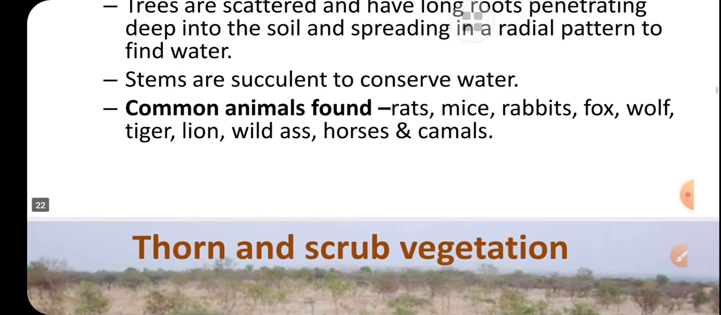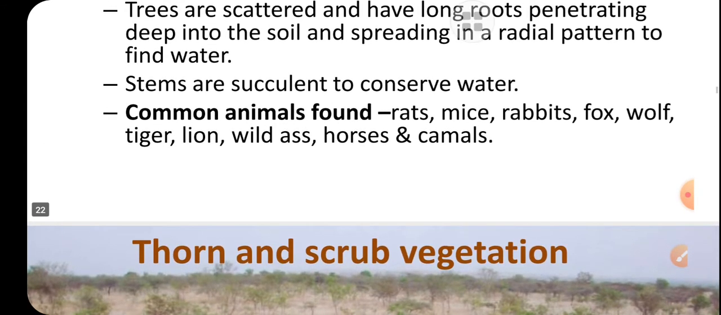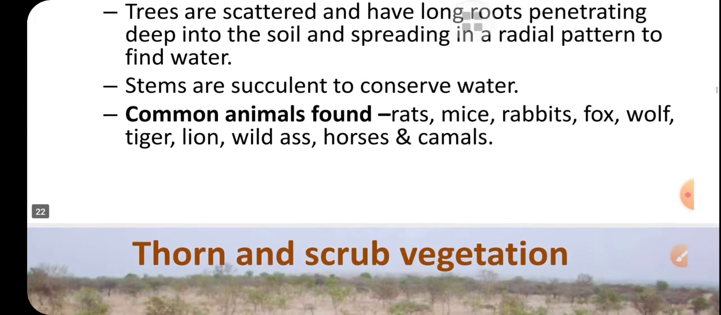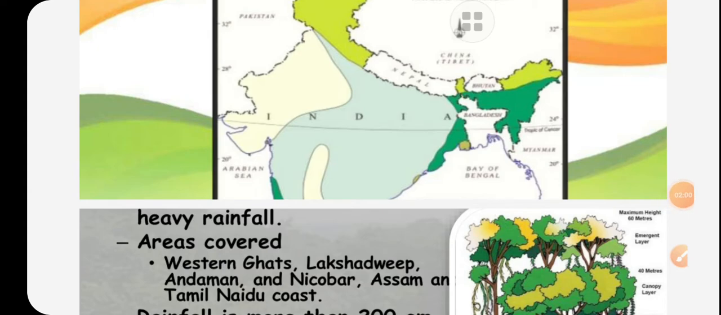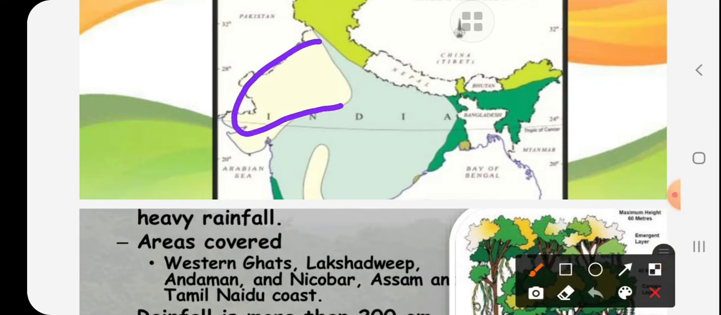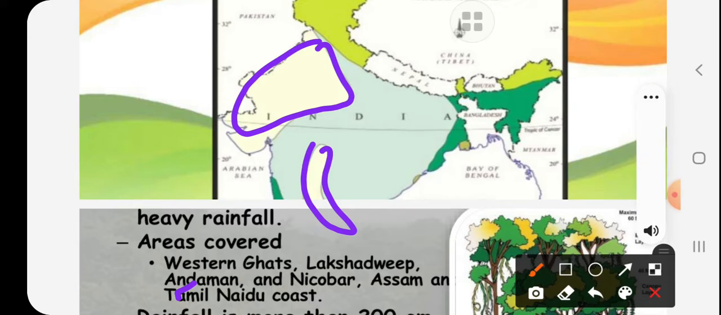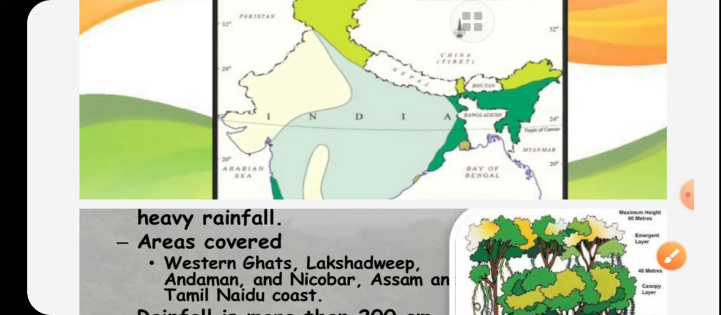Now when we talk about the common animals, it is well known that rats, rabbits, fox, wolf, tiger, lion, wild asses, and camel are the main kinds of animals which are found. In the map you can see the area which is showing here with light color, that is this one. This area is the thorny area where such kind of vegetation is found.